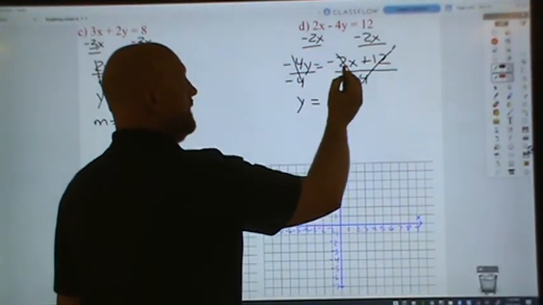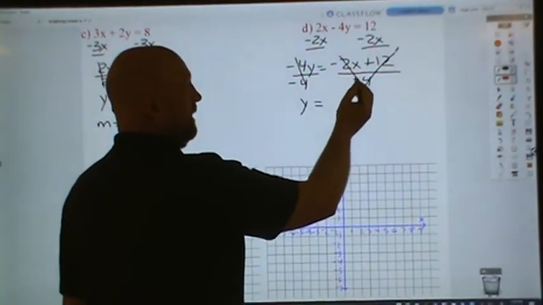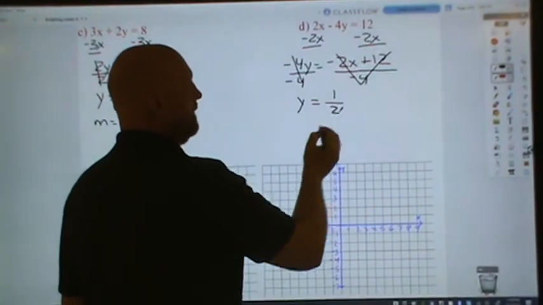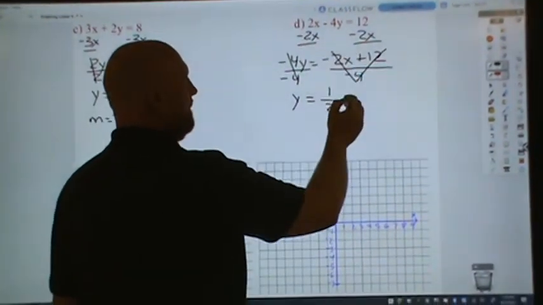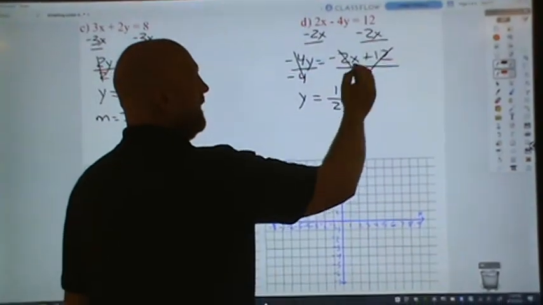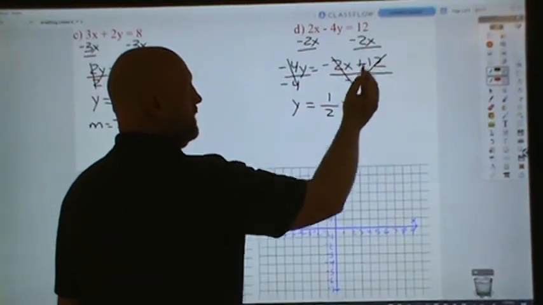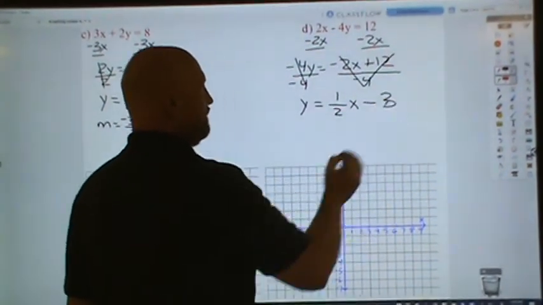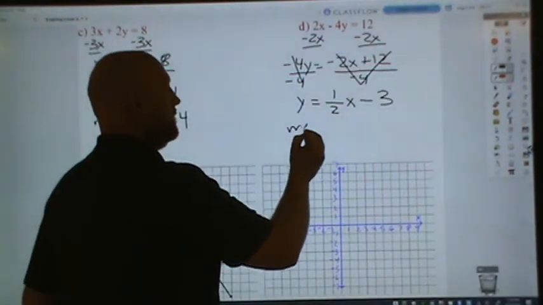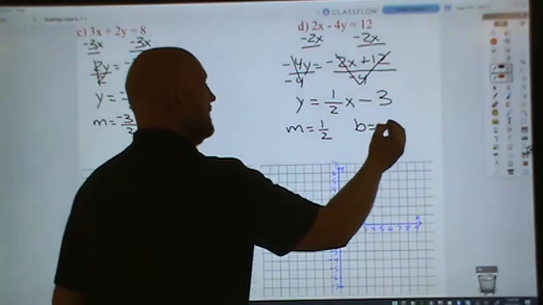Negative 2 divided by negative 4, well a negative divided by a negative is positive. And then I can reduce 2 over 4. 2 over 4 reduces to 1/2 because I can divide both parts by 2. I still have my x, make sure that that x gets written. A positive divided by a negative, right? Positive 12 divided by negative 4 is negative, and 12 divided by 4 is 3. Now that this is in y equals mx plus b form, I'm going to write down my slope. My slope is 1/2. I'm going to write down my y-intercept. My y-intercept is negative 3.